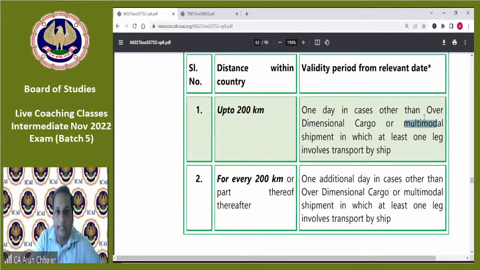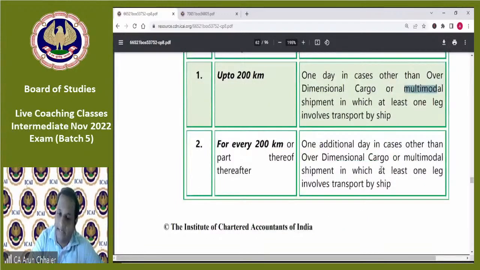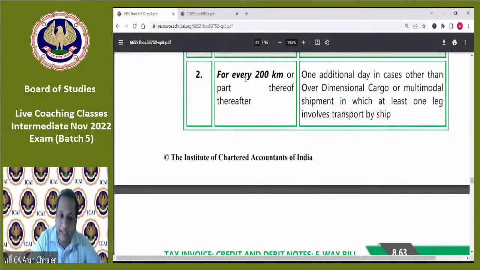Or there is a multimodal shipment. What is multimodal? Goods go first by road, then by air, then by rail, at least one leg shipped. So it is called multimodal. The validity period would be 200 kilometers, 1 day. For every additional 200 kilometers, one extra day would be given. Say, for example, the distance is 405 kilometers. Then this e-way bill would be valid for 3 days: first 200 kilometers 1 day, each additional 200 kilometers or any part thereof one extra day. So the total validity period will be 3 days.